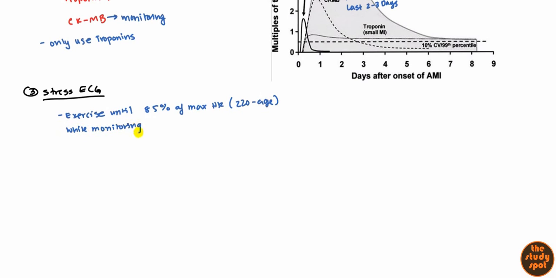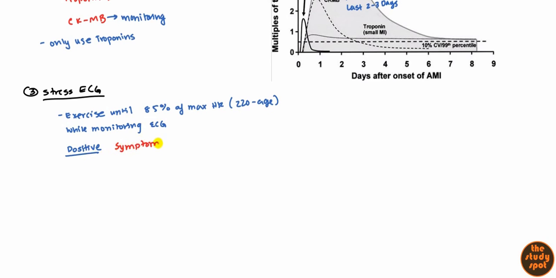While they're walking on the treadmill, they will be monitored on an ECG. So as they're going, what are you looking for? Positive signs that this patient has some sort of coronary artery disease is that as they're on the treadmill and getting closer to that 85% of maximum heart rate, they become symptomatic.